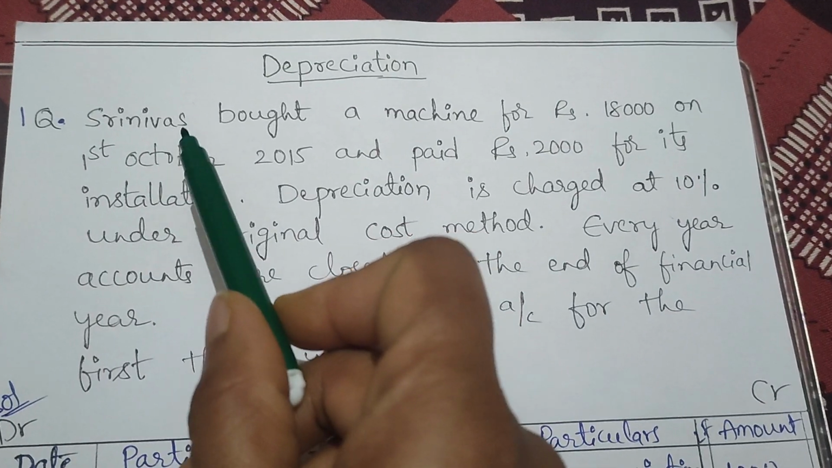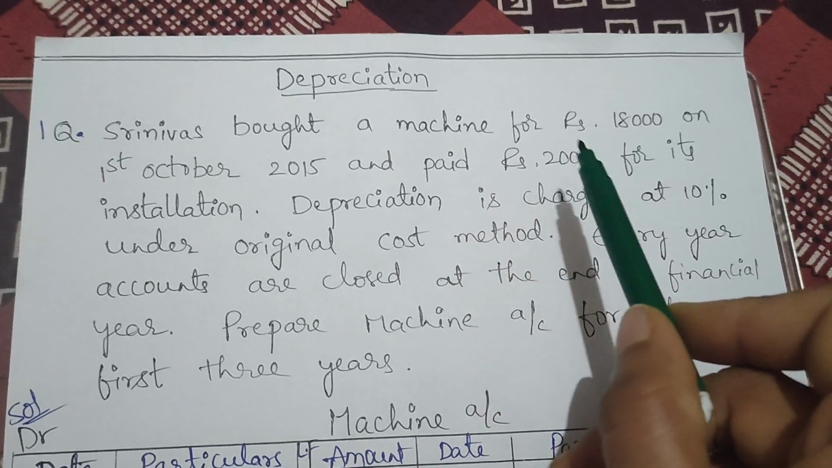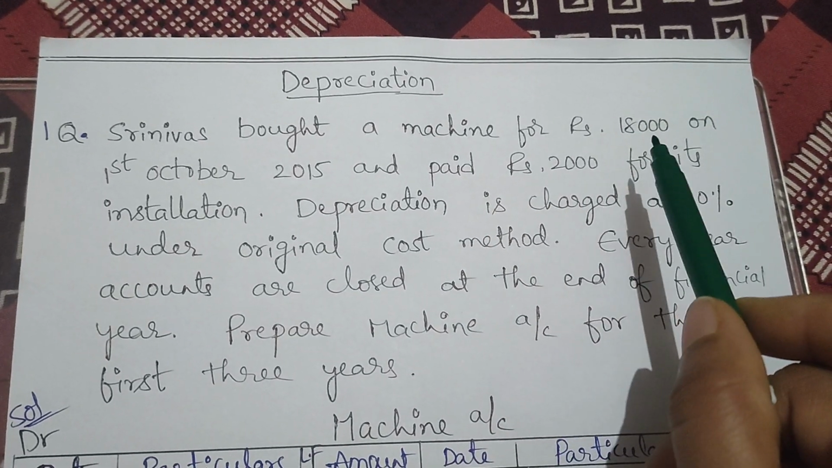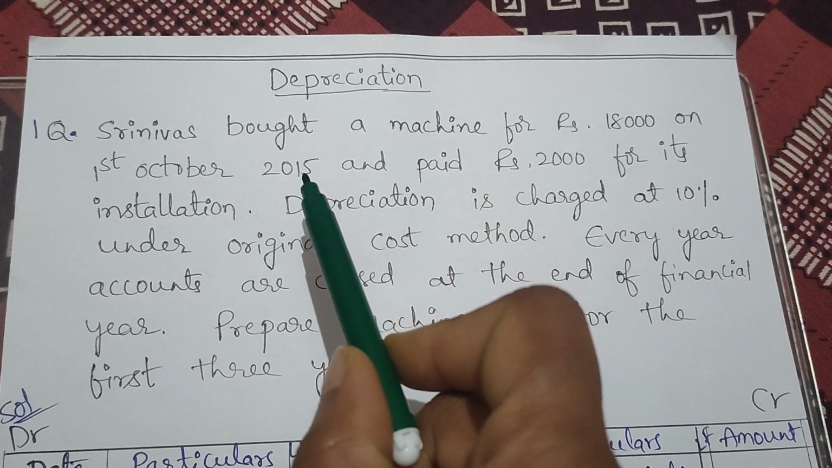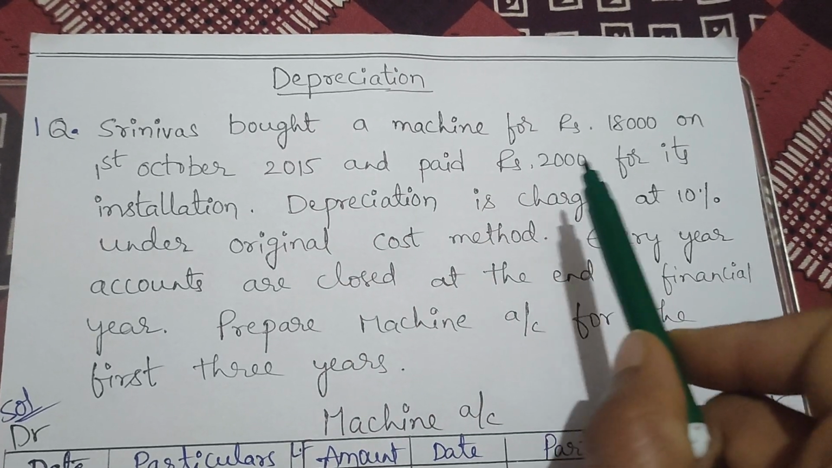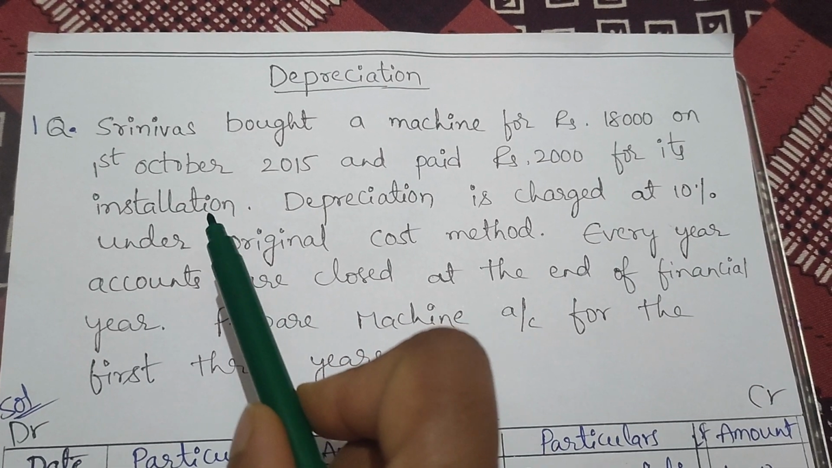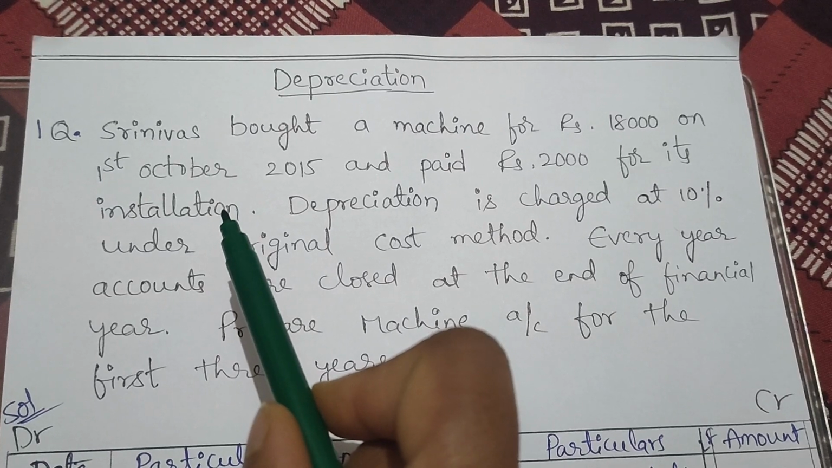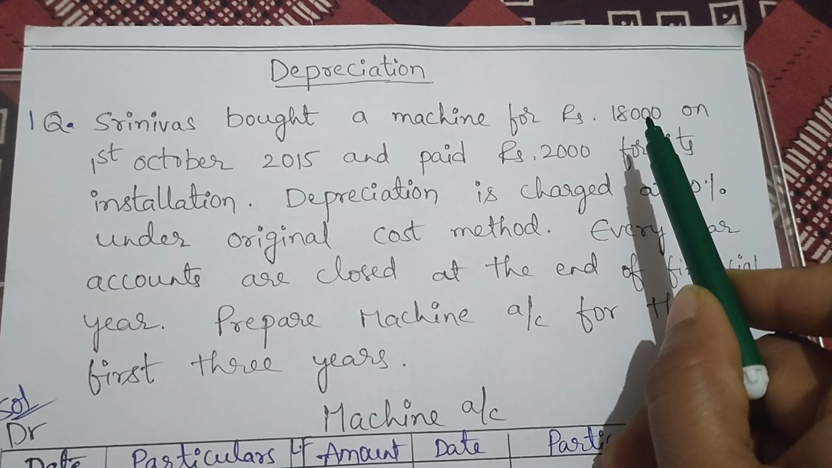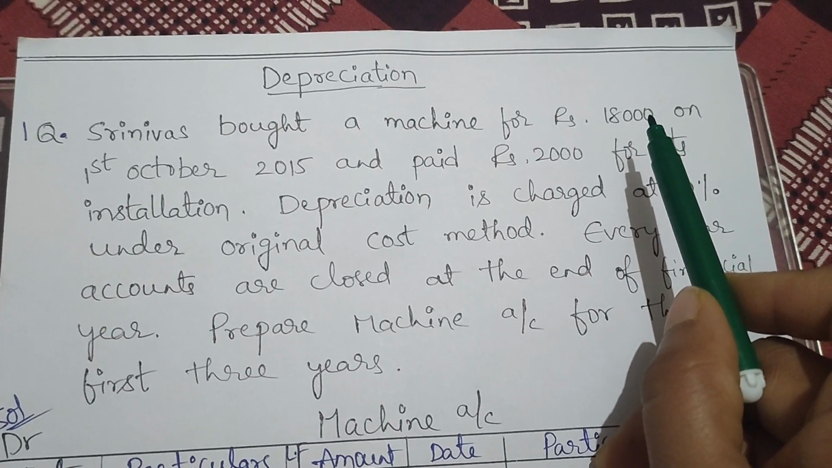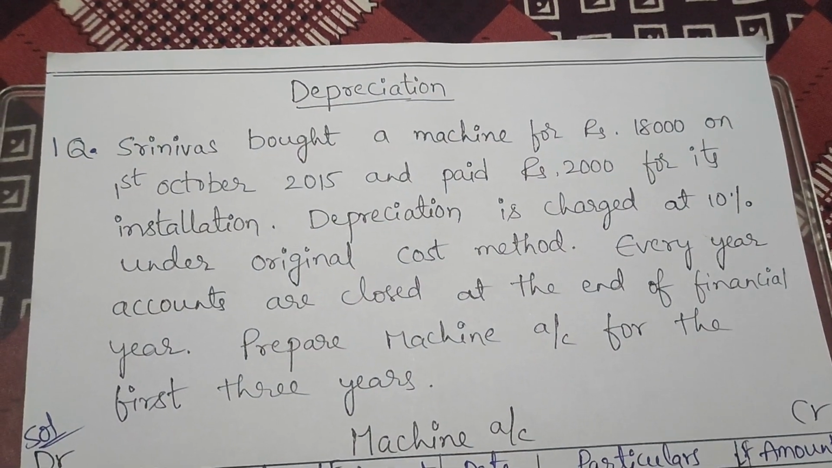So here if you observe, Srinivas is a businessman. He bought one machine for rupees 18,000. So purchasing price is 18,000 and date of purchasing is 1st October 2015. And he is paying 2000 rupees for its installation. So whenever any installation charges, transport charges, repair charges, if we have anything like that, then we have to add that to purchasing price. Then only we will get asset value. So 18,000 plus 2,000, 20,000 is the asset value now.